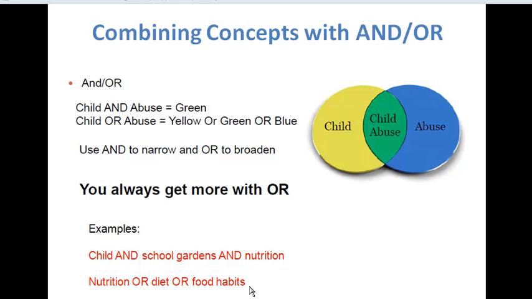Equally valid way to use these concepts in our example would be to take nutrition and to OR that with diet and to OR that with food habits. And the reason that I might want to do this is because nutrition, diet, or food habits all effectively represent the same concept. Now after I've done that, I might need to AND that with school gardens and child to get articles that effectively address all of the concepts that I'm interested in. But by ORing nutrition or diet or food habits, I'm being a little more thorough in terms of what I'm retrieving rather than just searching with nutrition.